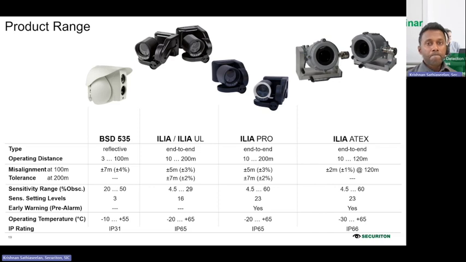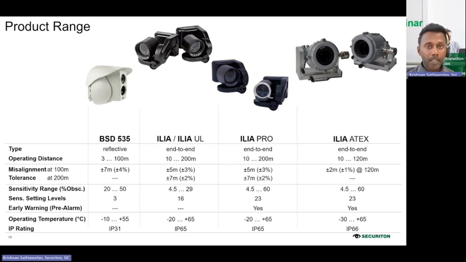In here, you could see we have the normal type, which is BSD 535. As I mentioned, we have two types of detection. First is the end-to-end transmitter receiver that we will look into: ELIA, ELIA Pro, and ELIA ATEX. Whereas when we're talking about transmitter and reflector, that would be BSD 535.